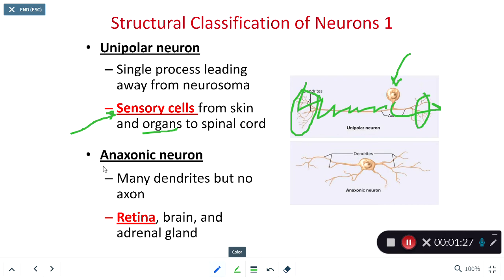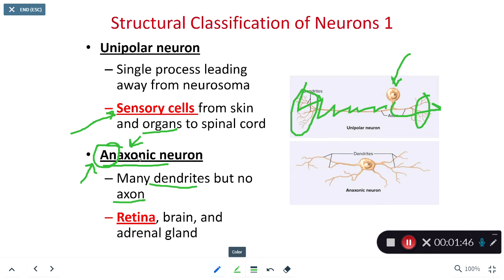We also can have an anaxonic neuron. These are the ones personally that I find to be rather confusing. Anaxonic neurons are going to be without an axon. This prefix "an" means without what? Without an axon. They have many dendrites, but no axon.